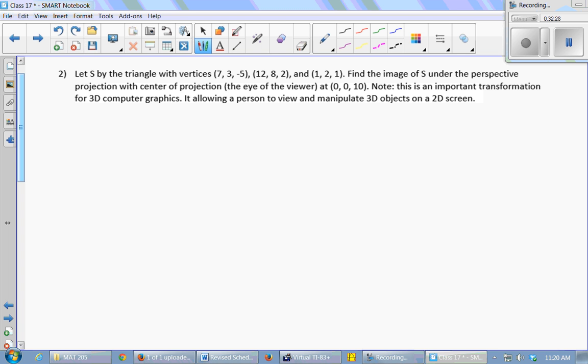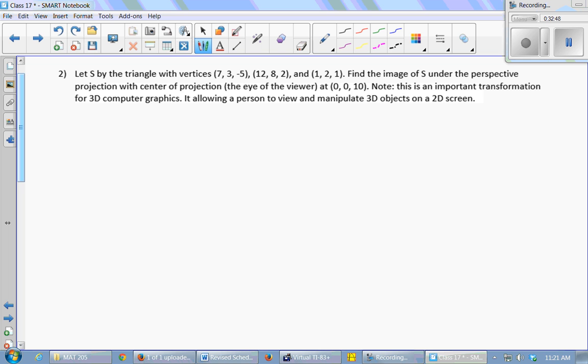And we're going to assume that the eye of the viewer, which is called the center of projection, is at (0, 0, 10). So we're 10 units away from the computer screen. This is an important transformation for 3D graphics. It allows us to view and manipulate 3D objects on a 2D screen.